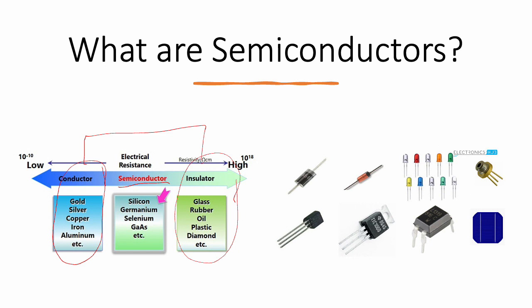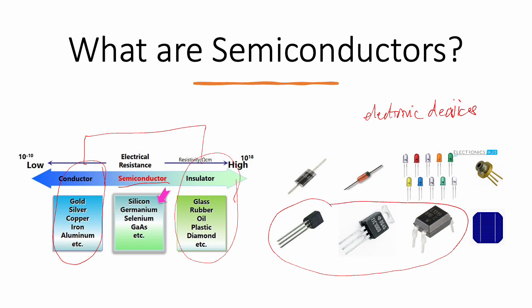And here are some common examples of electronic devices. First we have the transistor, perhaps the most fundamental semiconductor device. This one is an example of a transistor. Transistors are used for amplification, switching, and signal processing. Usually it has three legs or three pins, called the emitter, the base, and the collector.